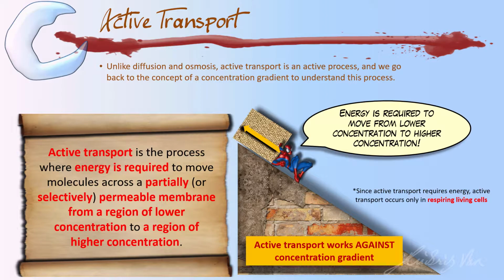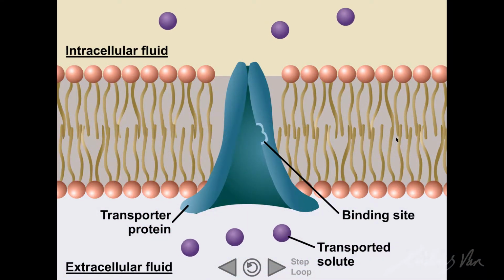So to help you further understand active transport, I have this simulation. What is happening here is we have a layer of cell membrane. You can see the phospholipid bilayer, as well as the transport channel protein that is right smack in the middle.